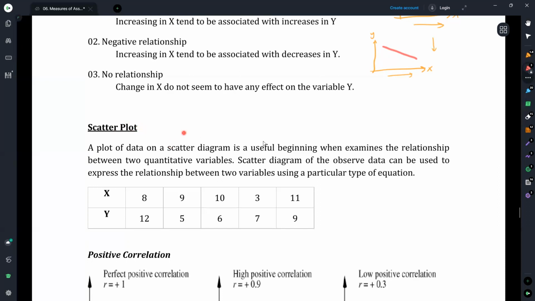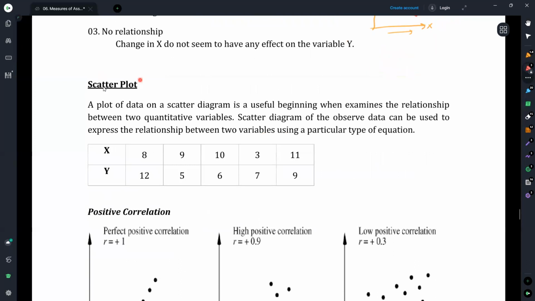A plot of data on a scatter diagram is a useful beginning when examining the relationship between two quantitative variables. Therefore, we can use the scatter plot to do the preliminary analysis of a data set to identify whether there is a relationship between the variables.